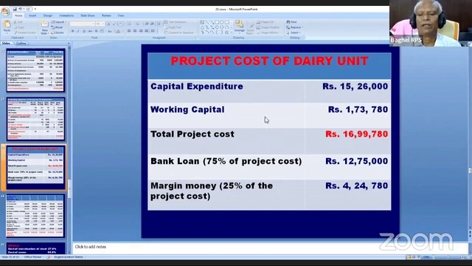So these 2 points, capital expenditure, that is called non-recurring cost, and working capital for 2 months, at least this amount will be the cost of the total project: 16 lakh, around 17 lakh. And out of this 17 lakh, 75% of the project cost, that is 12.75 lakhs, you can get as a loan from the bank, and 25% of the money you have to deposit as margin money. So like this, you can get a loan of around 12.75 lakhs from the bank.